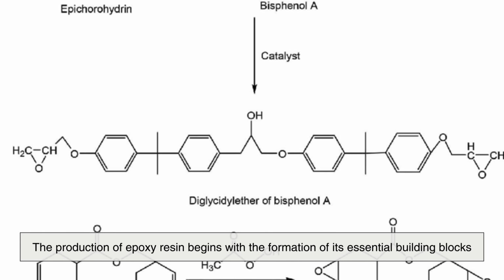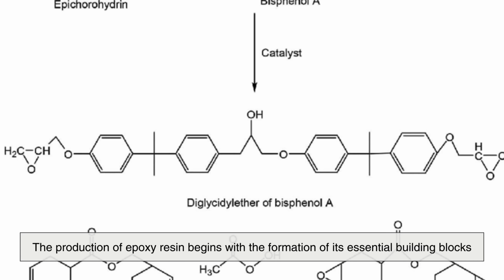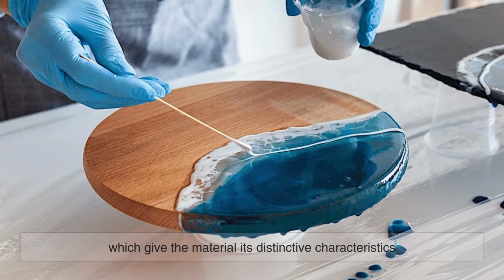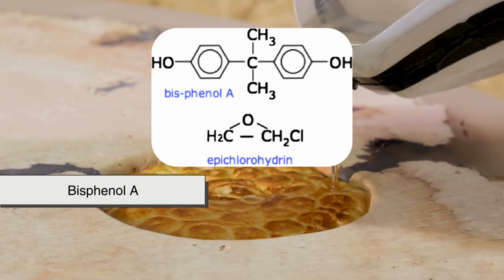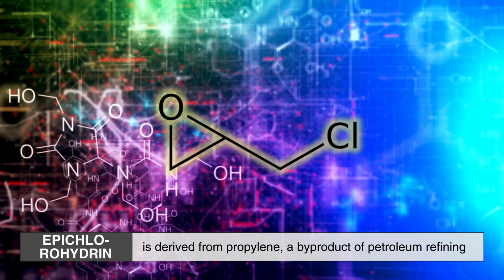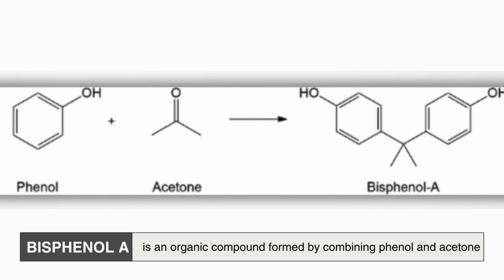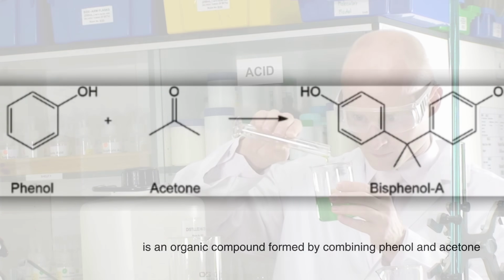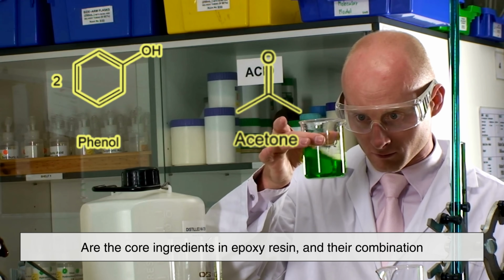The production of epoxy resin begins with the formation of its essential building blocks, which give the material its distinctive characteristics. The primary ingredients are epichlorohydrin and bisphenol A. Epichlorohydrin is derived from propylene, a byproduct of petroleum refining, while bisphenol A, BPA, is an organic compound formed by combining phenol and acetone. Together, these substances serve as the foundation for epoxy resin.